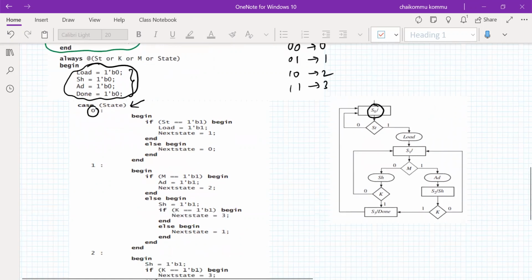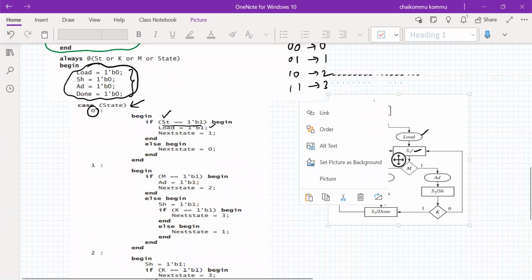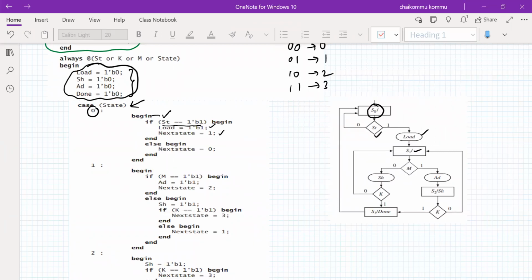Now if you are in this particular state, okay, now we need to check for the ST signal. ST signal check cheyali kada. If that is 1, okay, then what it has to happen, load signal must be 1, next state will be S1. So this will be completed. If ST is not there, appudu ekkadiki ellali, next state will be the present state, same only. So that's the information I am writing here.